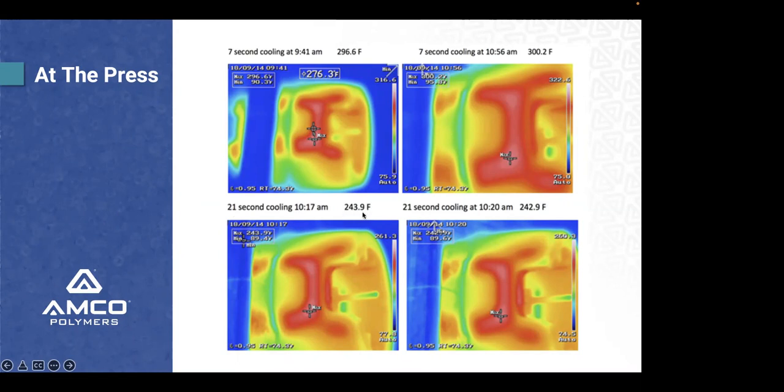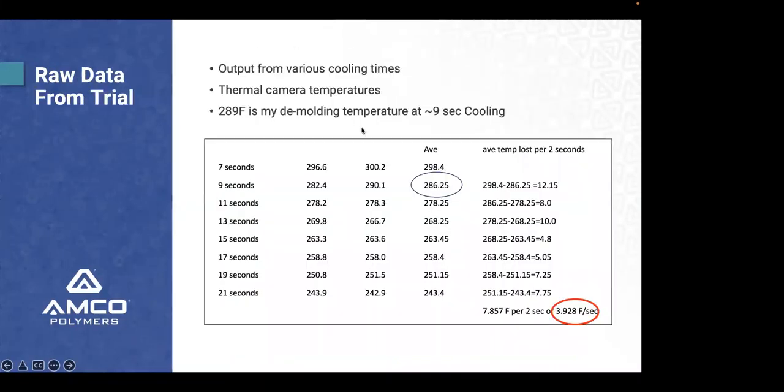So then I went back again. I said, okay, start here. Here was 1017, I went to 1020, ran the same thing backwards from 21 all the way back to 7, and I put it into a graph. And you'll notice that these are very, very close, 296.6 to 300, 282 to 290.